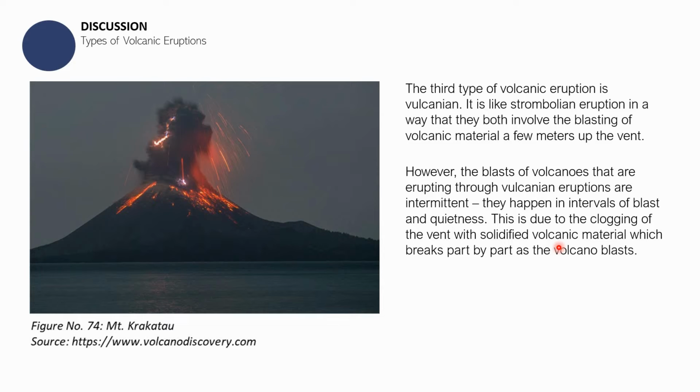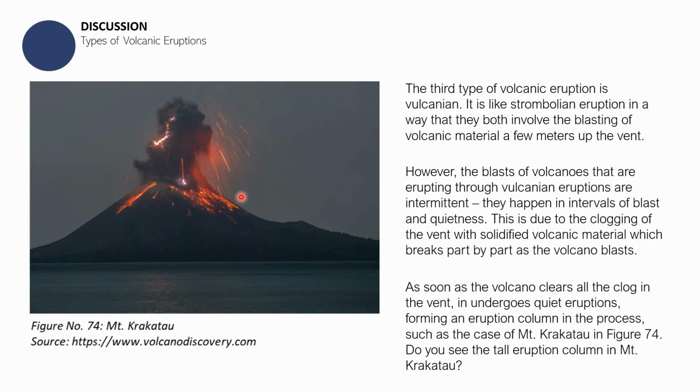So, when it blasts like that, it means it is still melting the solidified volcanic material being mentioned here. It's as if it is still clearing its throat. Okay. Then once its throat is clear, it will just quietly flow lava because there is no more obstruction. So it can now flow freely. Okay. So it will just be quiet then. So, as soon as the volcano, as I said earlier, clears all the clog in the vent, it undergoes quiet eruptions. Okay, so forming an eruption column in the process.